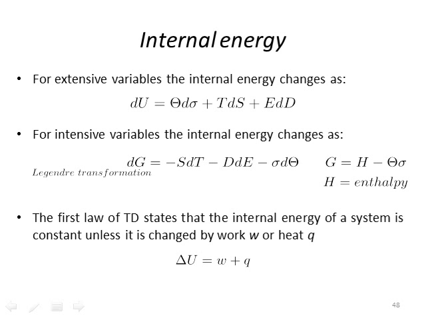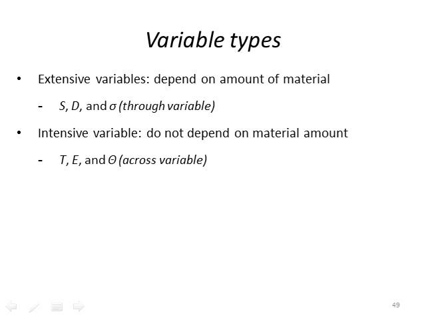Now, the first law of thermodynamics states that the internal energy of a system is constant unless it is changed by the work, W, or heat, Q, of a system. Okay, and so if we review this then, our extensive variables that depend on the amount of material are S, D, the strain, electric displacement, and entropy, which are going to be through variables. And intensive variables, stress, electric field, and temperature, are going to be our across variables.